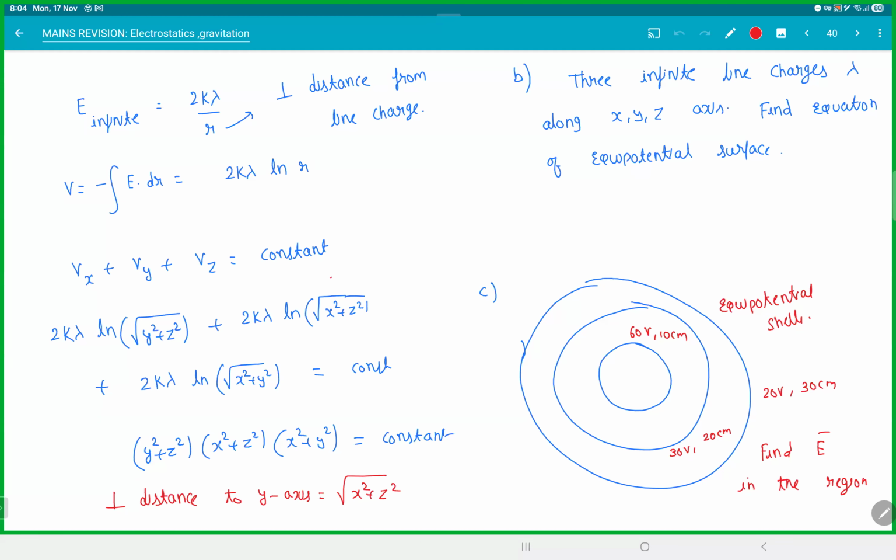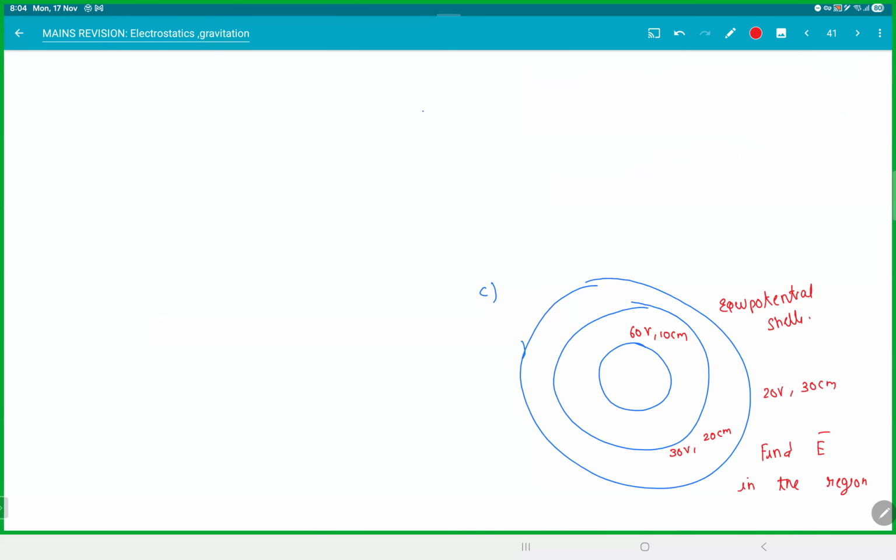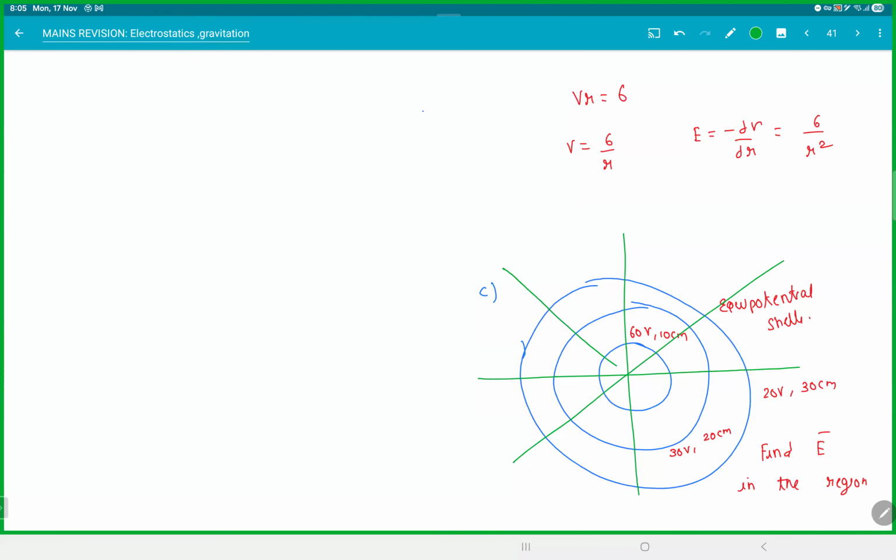Yeah. What about the C part? So that question was really a good one. In the C part, if you realize, there is something constant there: potential V into R is constant. V into R is 60 into 0.1, which is 6. 30 into 0.2 is 6. So we get V equals 6 by R. So the field is nothing but minus dV by dR, which will come out to be 6 by R square. And we know that in the direction of the field, potential decreases. So potential is decreasing, 60, 30 and so on, so the field is radial. These kinds of fields come from a point charge.